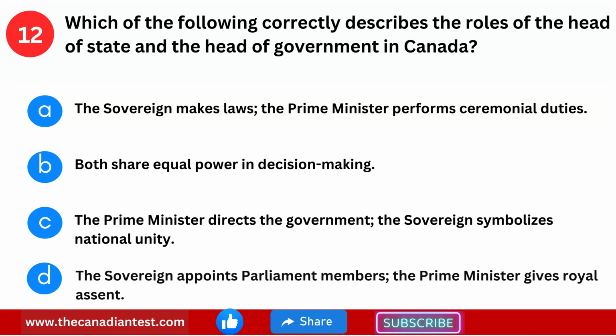Which of the following correctly describes the roles of the head of state and the head of government in Canada? Option A: the sovereign makes laws, the Prime Minister performs ceremonial duties. Option B: both share equal power in decision-making. Option C: the Prime Minister directs the government, the sovereign symbolizes national unity. Option D: the sovereign appoints parliament members, the Prime Minister gives royal assent.